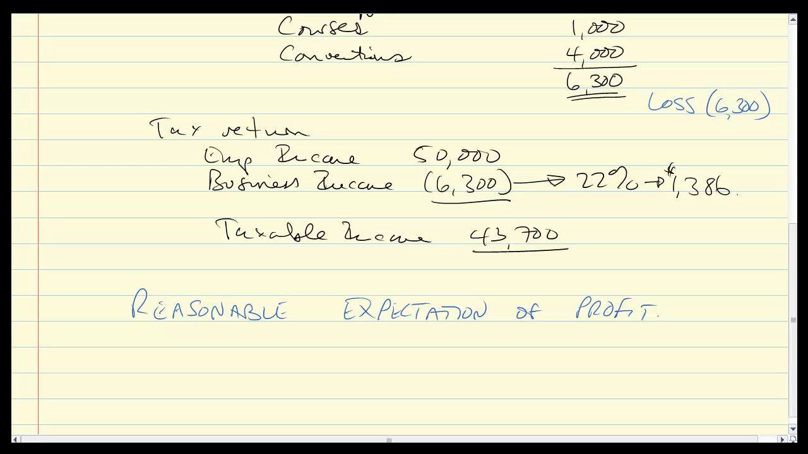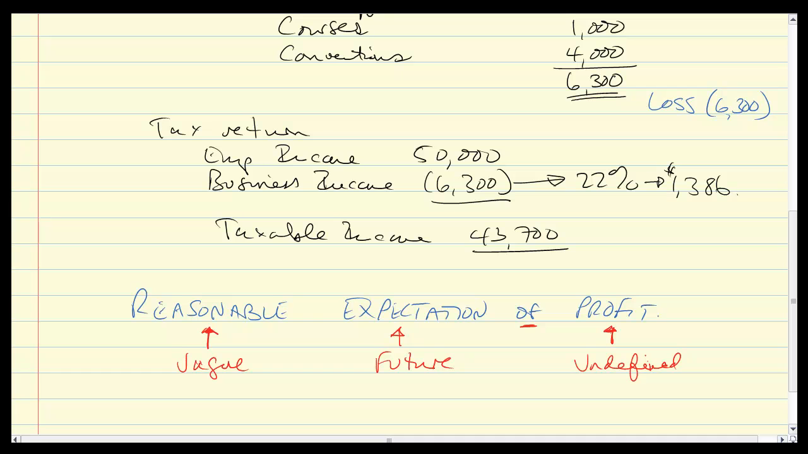because we have four words here. Reasonable is a word we've seen before, and it is at its best vague and hard to define. Expectation is about the future, so nobody knows the future. Of is the one clear word of the four, and profit is not defined in the act, right? So we have this idea of, what does it mean to have a reasonable expectation of profit?